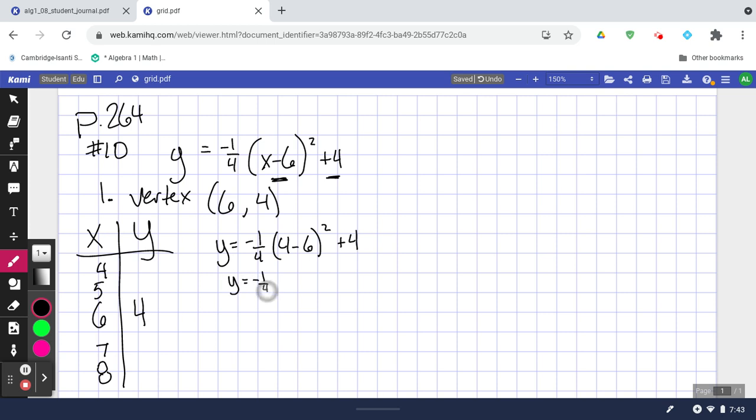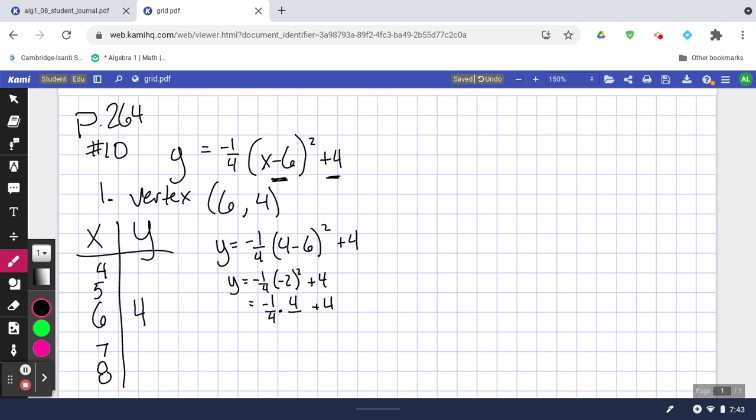So 1/4, 4 minus 6 is going to be -2 squared plus 4. -2 squared is going to go to +4. -2 times -2 is going to give me a +4. So 1/4 times a +4, still have my +4.